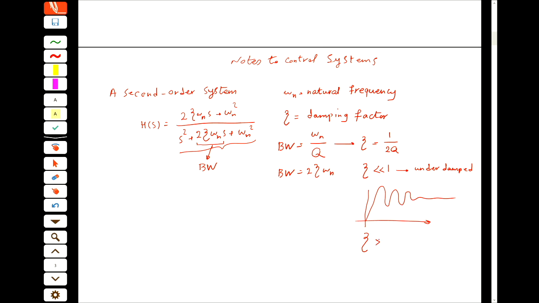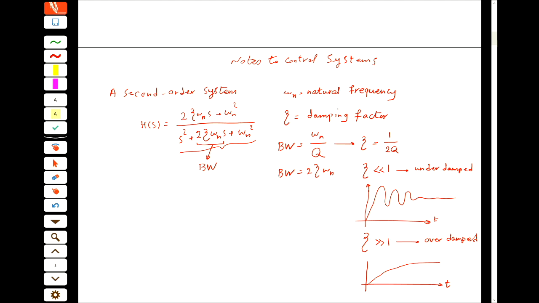If zeta is much greater than 1, then we call the system overdamped. This is in time, actually, and the response of the system is like this. It takes a long time to get stable.